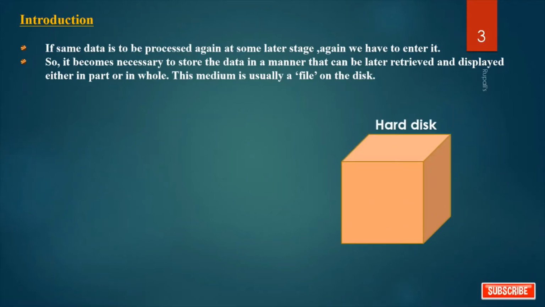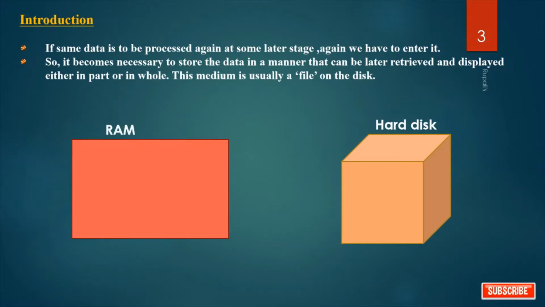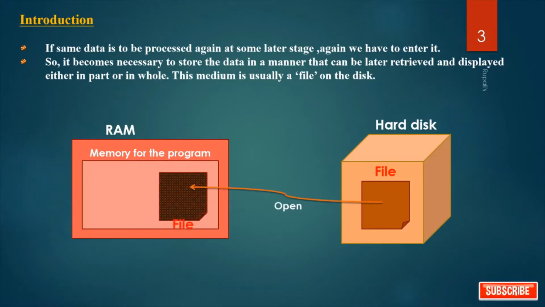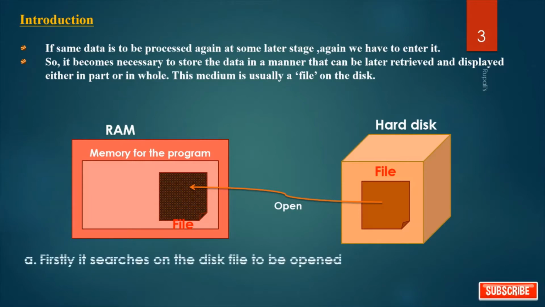See here, this is our hard disk and this is our memory, that is RAM. A file is stored in a hard disk and within RAM some portion is allotted for our program execution. When I open the file, that file comes to RAM. Firstly, it searches on the disk for the file to be opened and then that file comes to RAM.